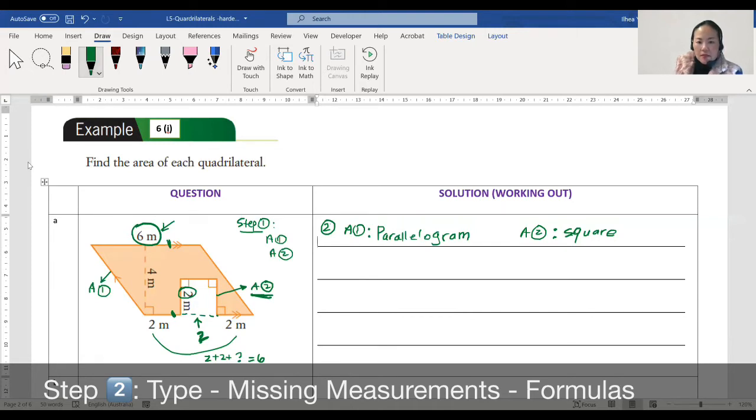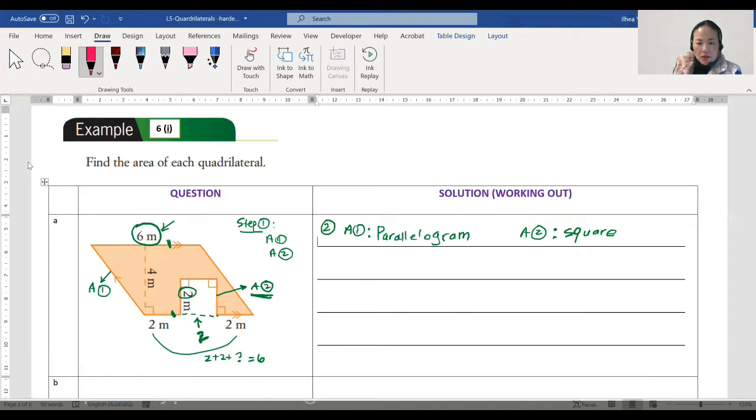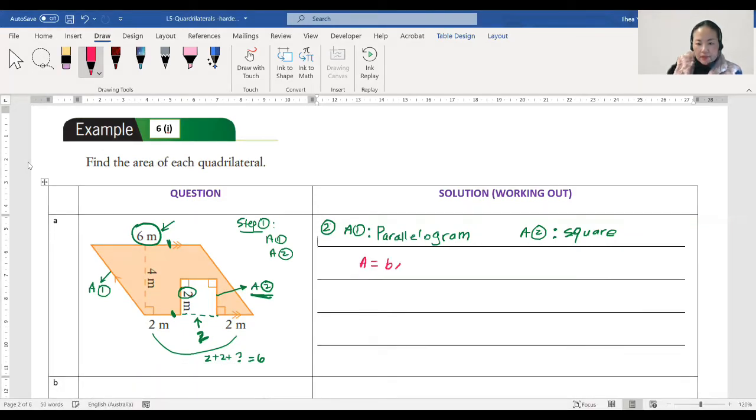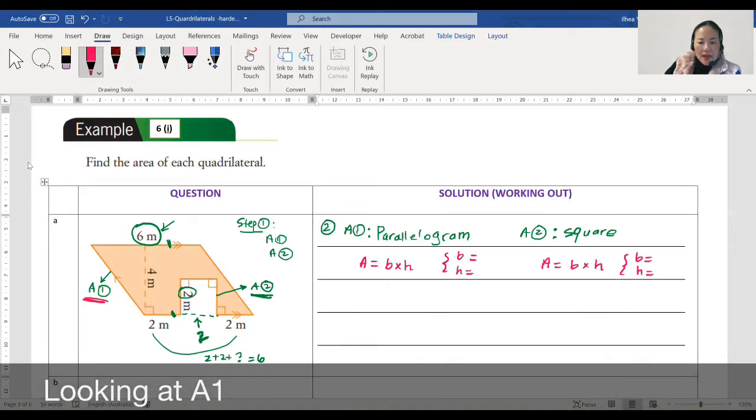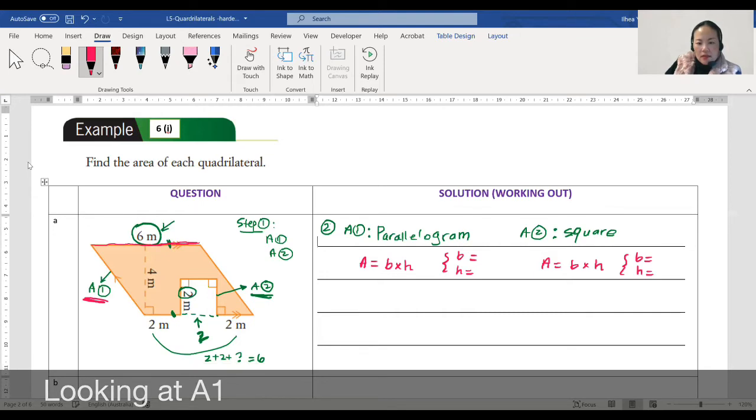This is the second step. So we decide which type we have to deal with. And now we need to think about the formula. Okay, formula is here, parallelogram was base times height. And the square was also base times height. I'm just going to call this base times height. Now, what are my base and height for these two shapes? Where is my base? Base is the one that is on the outside. So that's a 6.